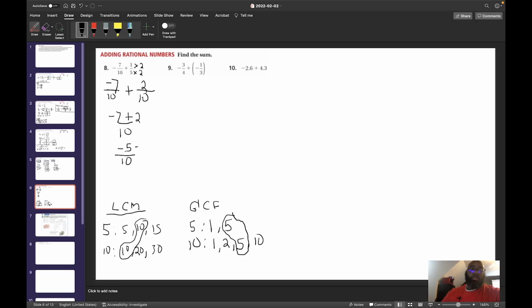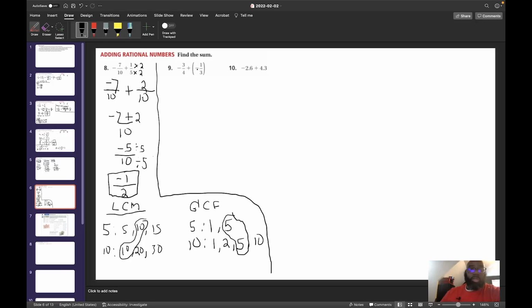So we're going to divide the top and the bottom by 5, and that'll give us, I'll write it down here, negative 5 divided by 5 is negative 1. 10 divided by 5 is 2. And there's our final answer for that one. All right, what about this one?